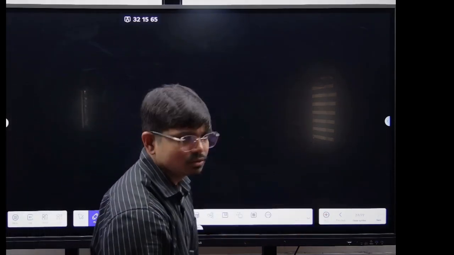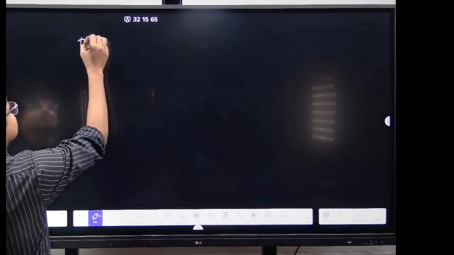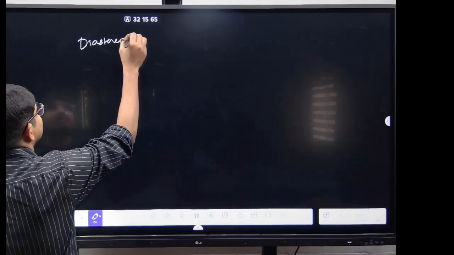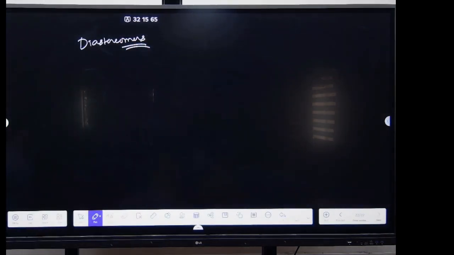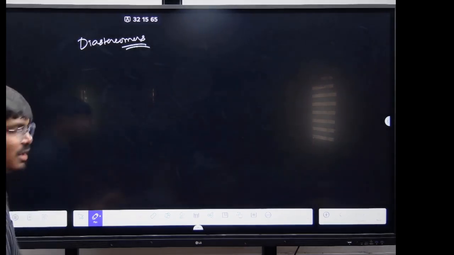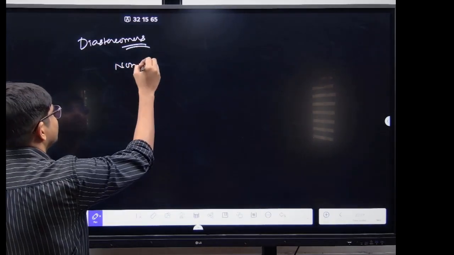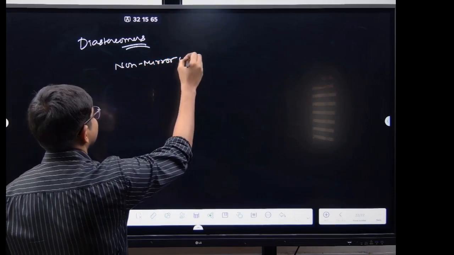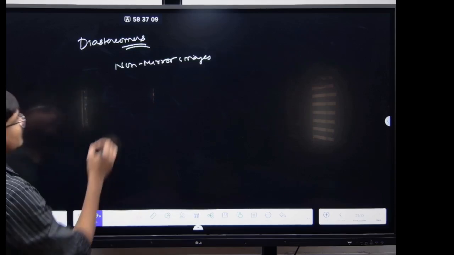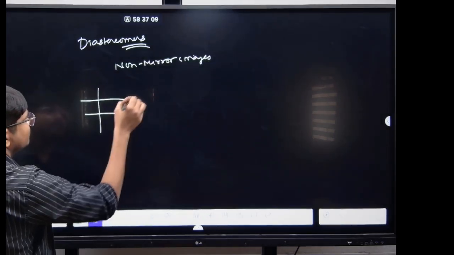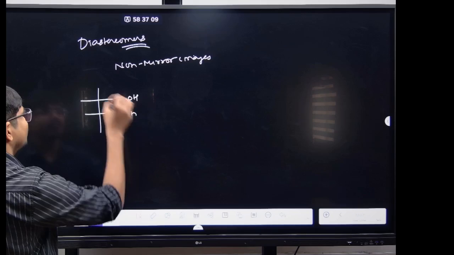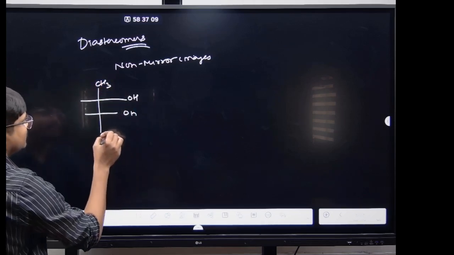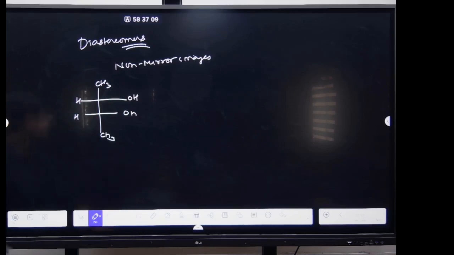What do you mean by diastereomers? See, diastereomers. See here, these are non-superimposable, non-mirror images of each other, right? Basically, they are not mirror images of each other at all. Non-mirror images, got it? For example, see here, example C. Suppose I am writing this example OH. Again, you have this compound as the OH, you have CH3 and CH3, and the hydrogen and the hydrogen. Clear?